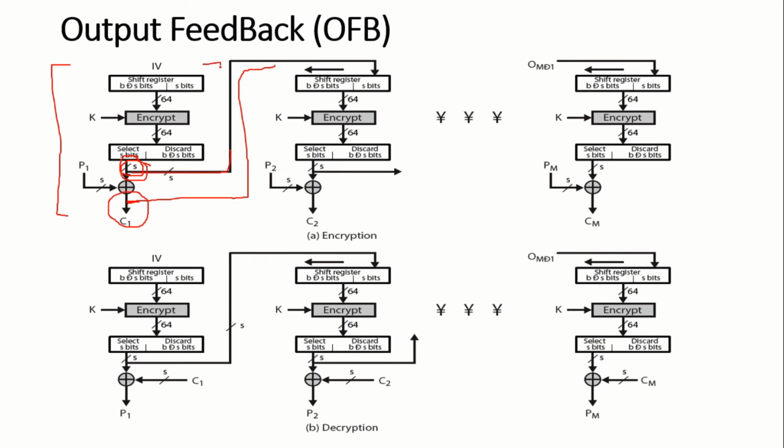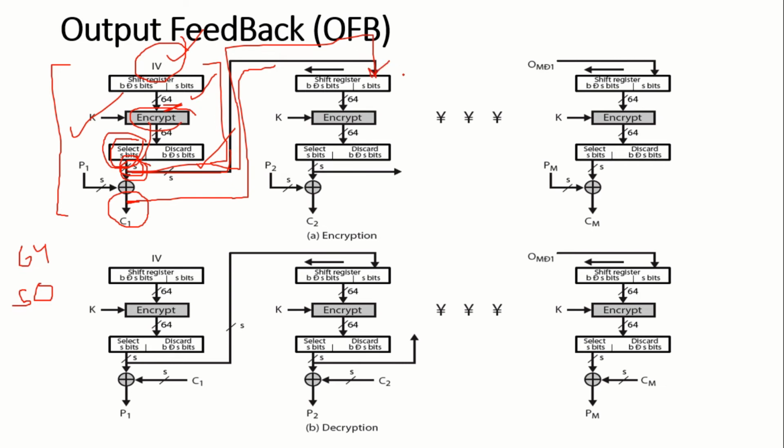Now this process, if you remember, is the same. For the first step, this is the initialization vector, which is predefined and is of b bits. Here we considered it as 64 bits. We encrypted it using this key K, and after this we selected S bits and discarded the B minus S bits. I also told you the example using 64 and 50 bits, if you remember, right? So these S bits will be given to the next stage as the feedback.